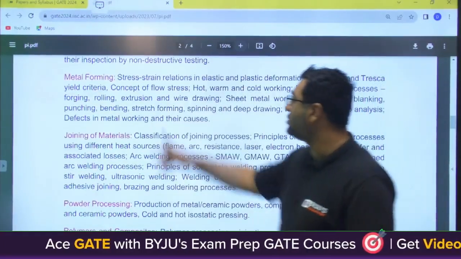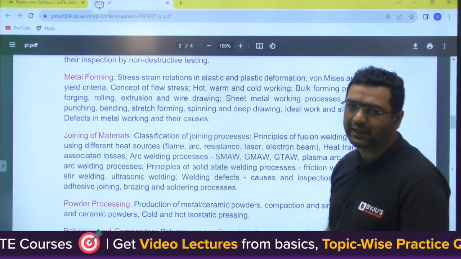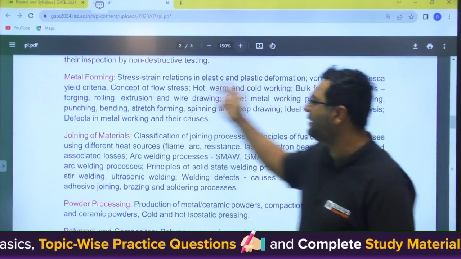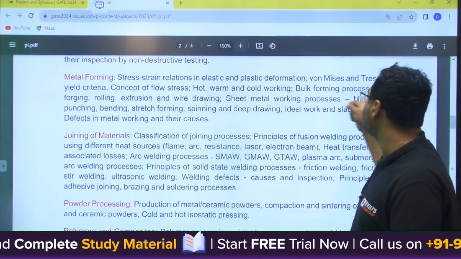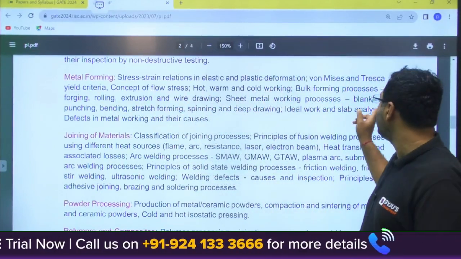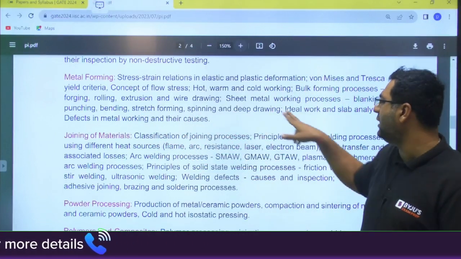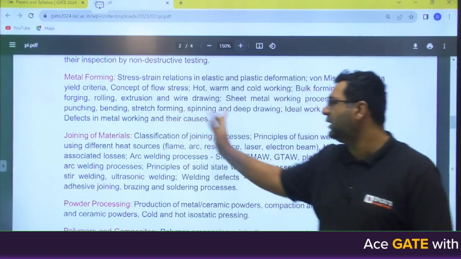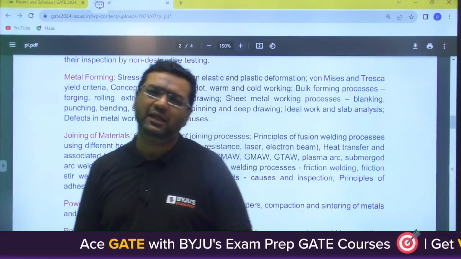In metal forming, the stress-strain relationship you study in strength of materials, and mechanical also it is the same. Elastic and plastic deformation, von Mises and Tresca yield criteria, concept of flow stress, hot, warm and cold working, bulk forming processes, forging, rolling, extrusion and wire drawing, sheet metal working processes, blanking, punching, bending, stretch forming, spinning, deep drawing, ideal work and slab analysis, defects in metal working and their causes. So my dear, it is very much the same as the mechanical syllabus.